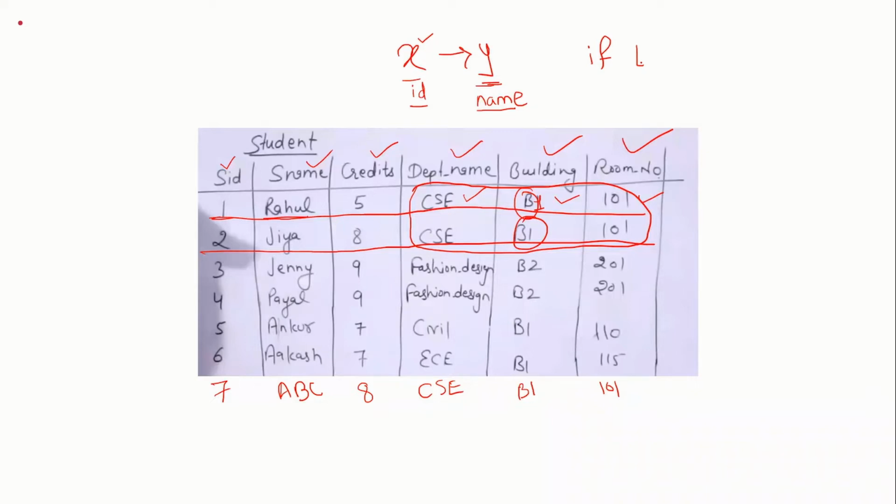Suppose T1 dot X is equal to T2 dot X, then T1 dot Y is equal to T2 dot Y. It means if there are two different tuples and you are comparing one particular value from one record, and it matches, then the other column values are also the same.